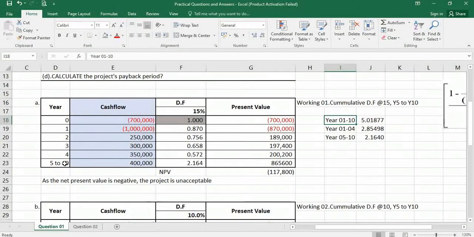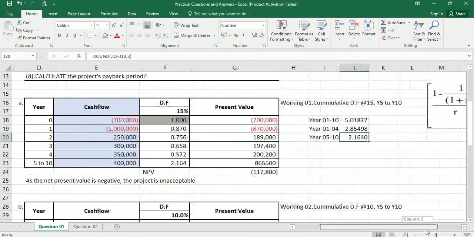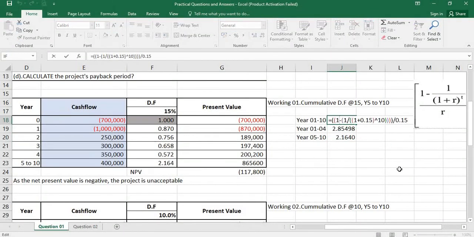This goes up to year 10. Up to year 10, you can calculate the cumulative discounting factor. Then after, you can deduct the cumulative discounting factor up to year 4. Then the balance will be equal to year 5 to year 10. Let's do it. As stated in the formula, I have taken 1 minus 1 over 1 plus r.